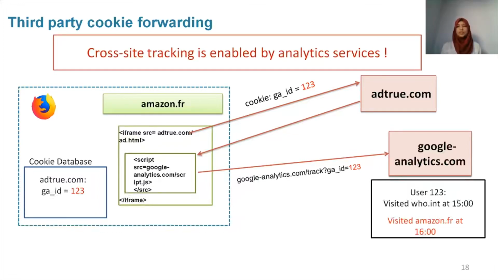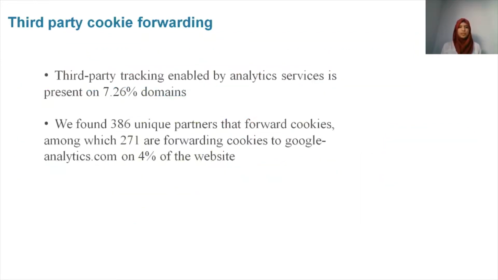In summary, due to this behavior and inclusion of content, analytics services are able to cross-site track users. We found this kind of behavior on 7.26% of the domains that we've analyzed. We found 386 unique partners that forward cookies, among which 271 are forwarding cookies to Google-Analytics.com. And so Google Analytics by itself is cross-site tracking the user on 4% of the websites.